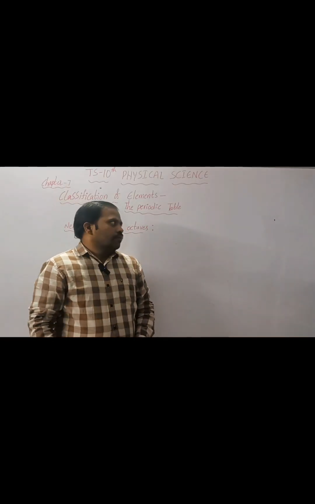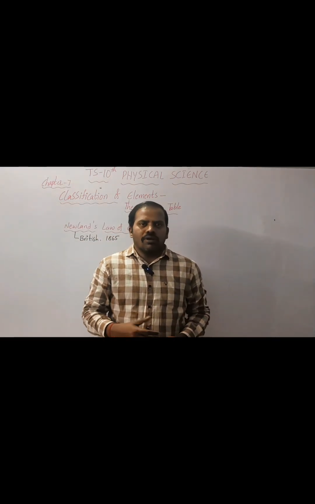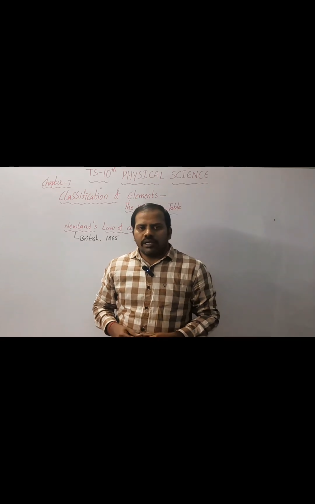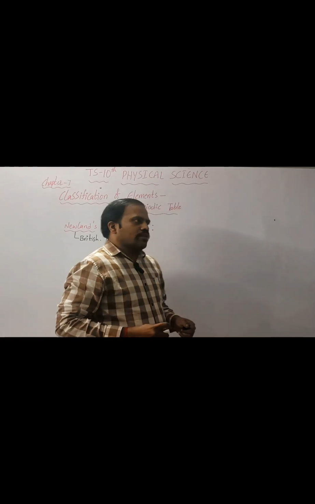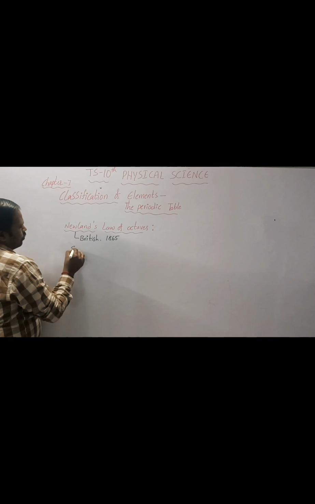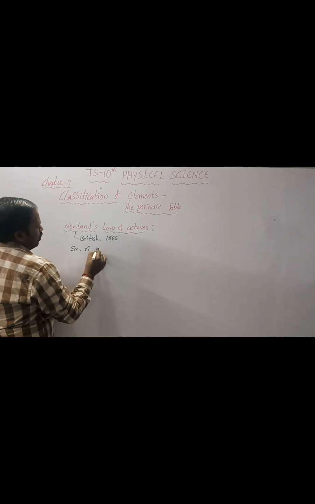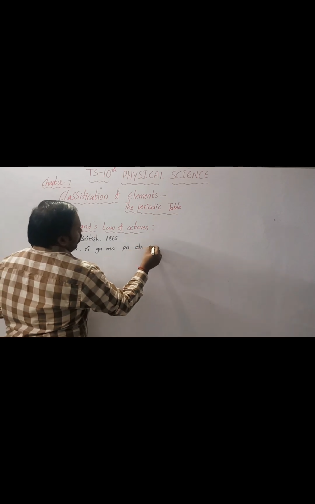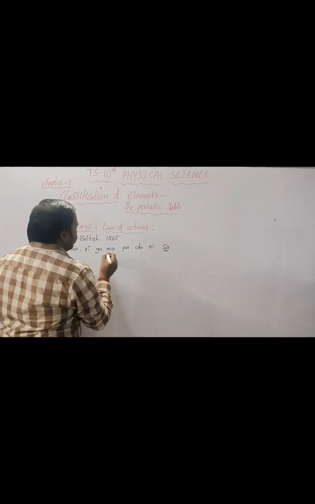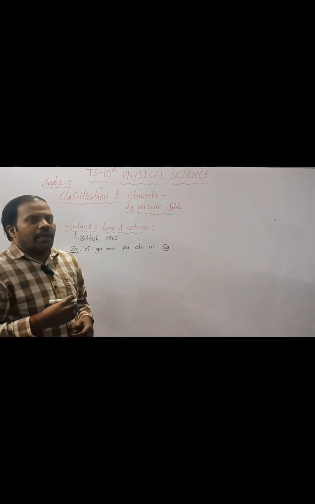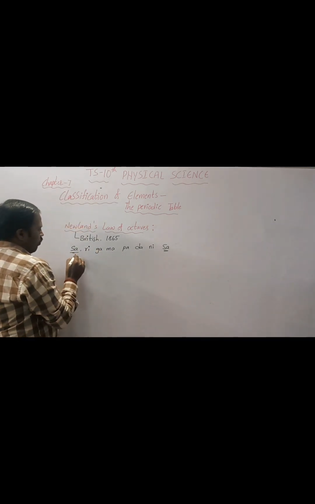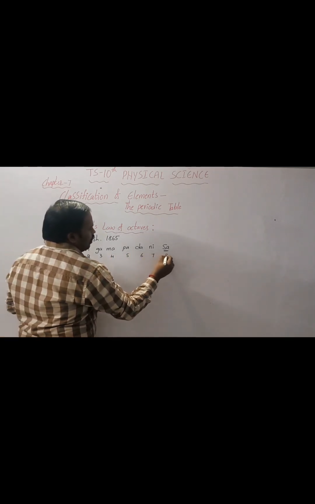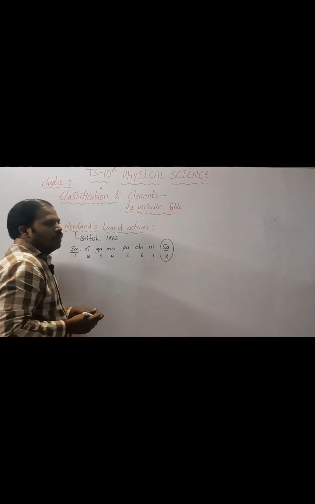Next classification, Newlands' law of octaves. After Dobereiner, in 1865, Newlands tried to give a classification based on musical notes: Sa, Re, Ga, Ma, Pa, Da, Ni, Sa. See how the notes repeat at the 8th note. Here you can see 1, 2, 3, 4, 5, 6, 7, 8. So how does the 8th note repeat?